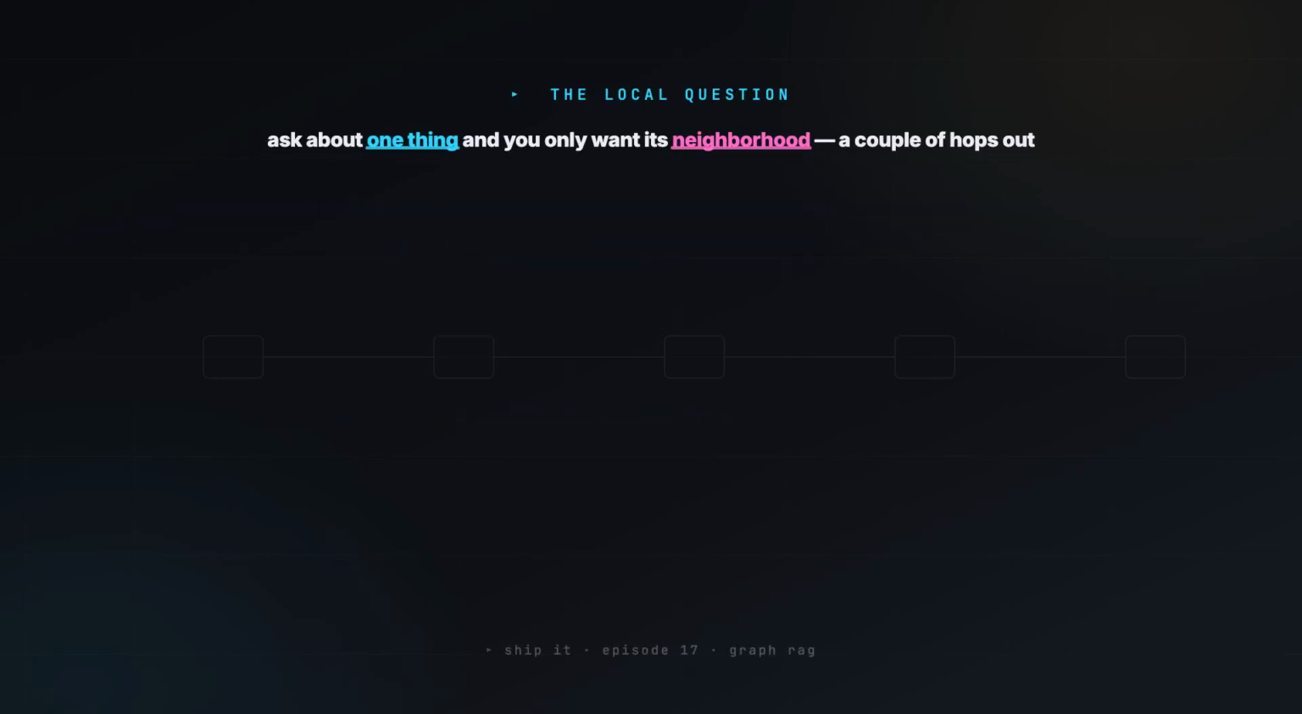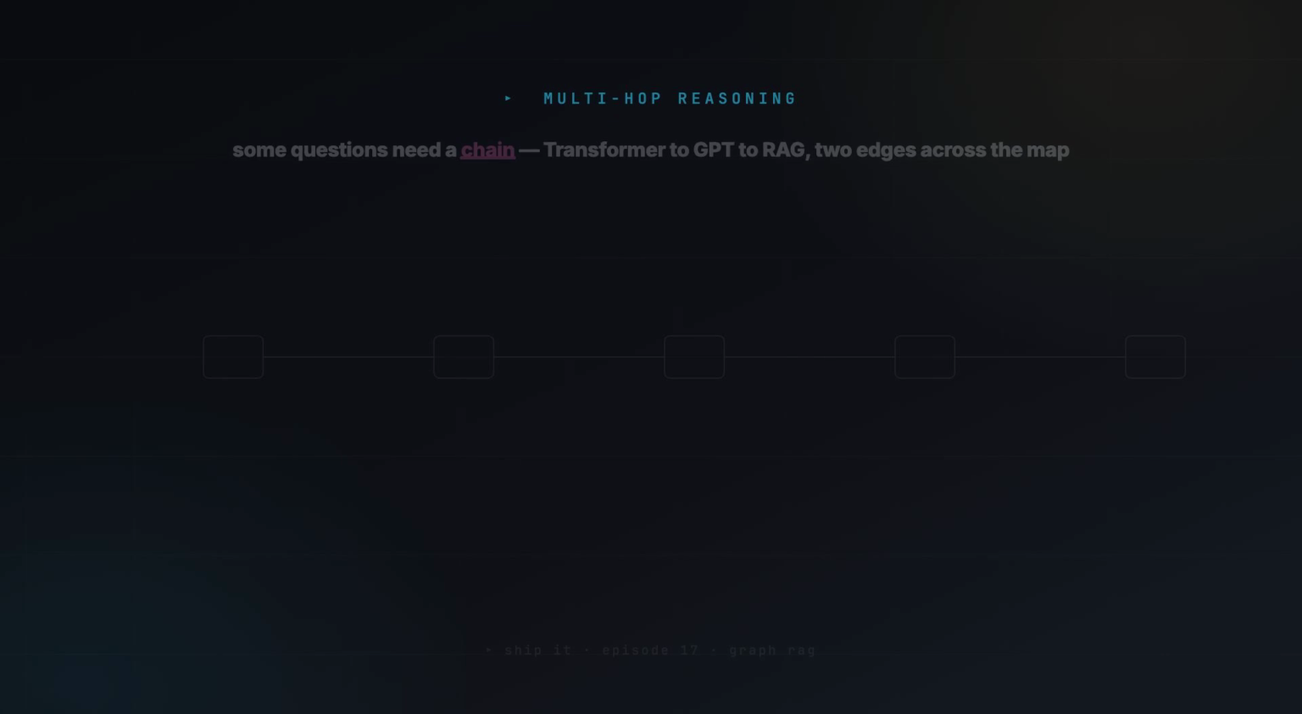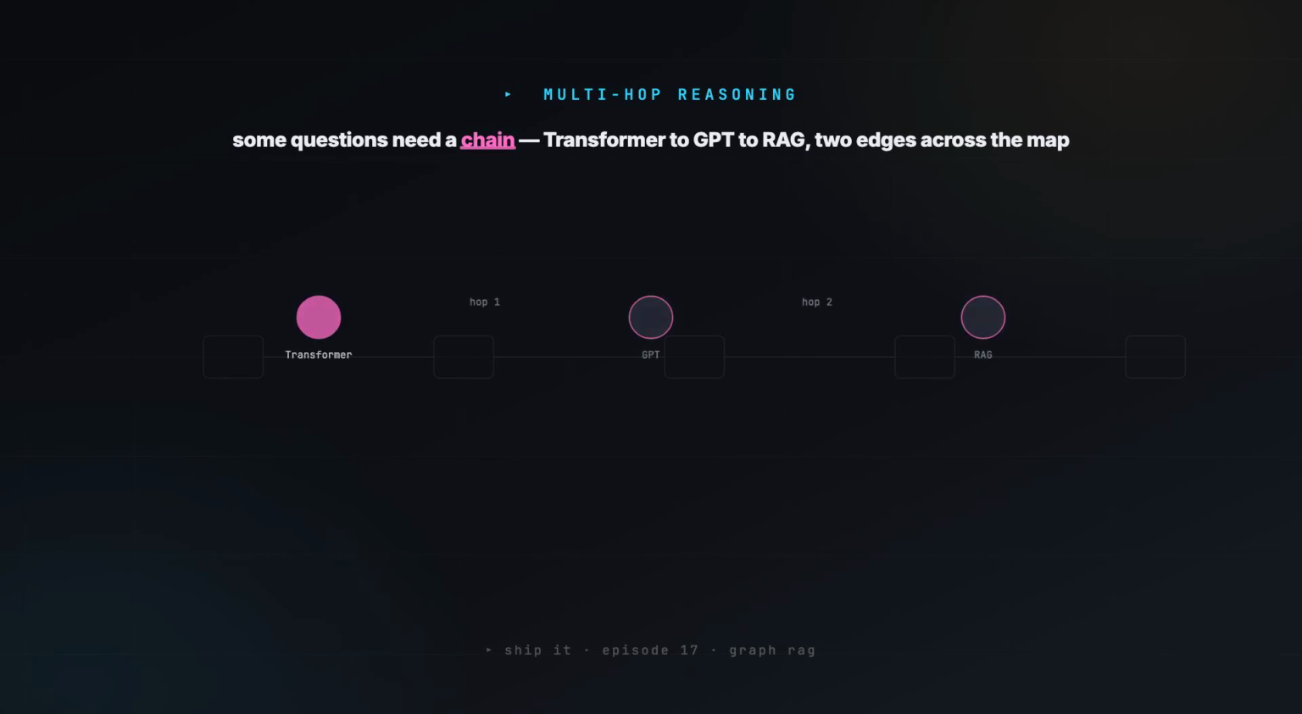The first kind is local. Tell me about the transformer. That's a question about one entity and the things sitting right next to it. You don't want the whole graph, you want the neighborhood, a couple of hops out, and nothing more. This is the part plain vector search struggles with.